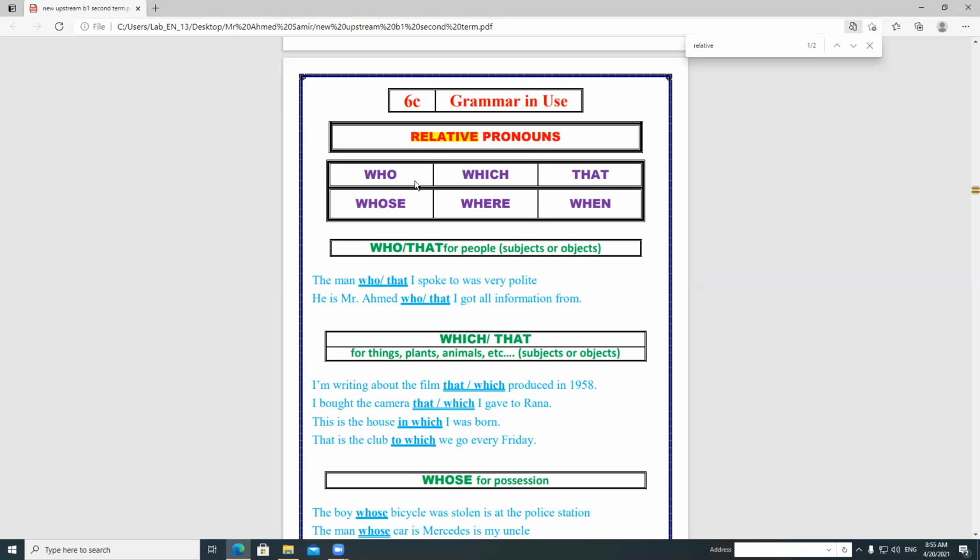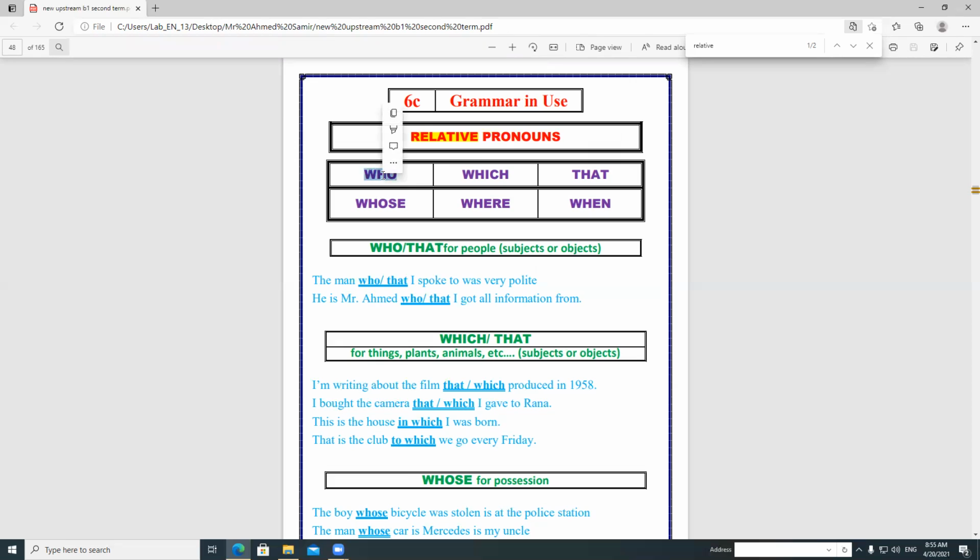Now let's talk about the pronouns themselves. Here we have six pronouns, which are who, which, that, whose, where, and when. Okay, let's start with who.